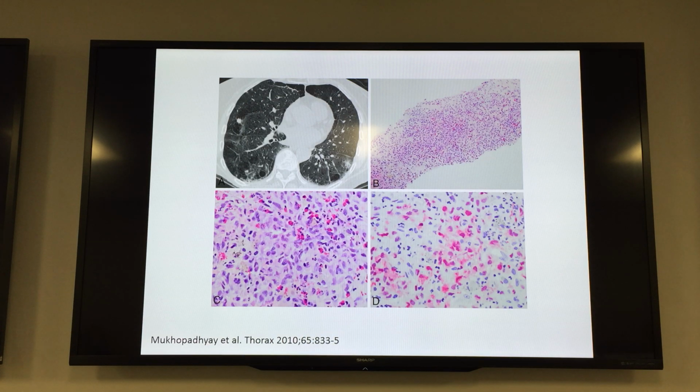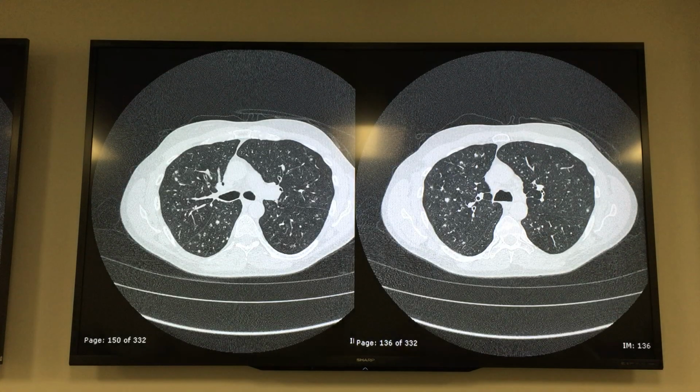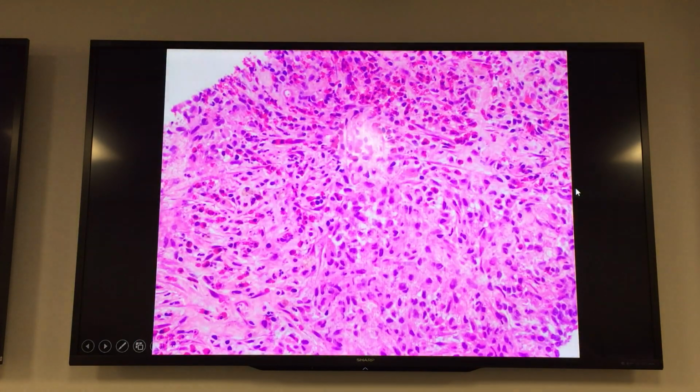LCH, Langerhans cell histiocytosis. You've got lots of eosinophils and Langerhans cells, and the bottom right is actually the immunohistochemistry proving it. Here's another example with the small bilateral nodules. Do you see that? Tiny millimeter-sized nodules, same differential. And again, you've got sheets of Langerhans cells on the bottom right and lots of eosinophils on the top left.